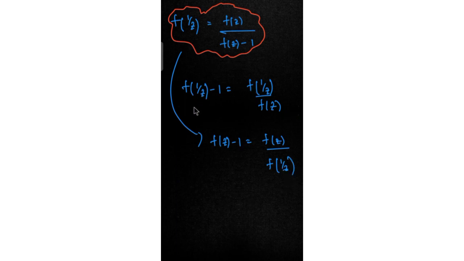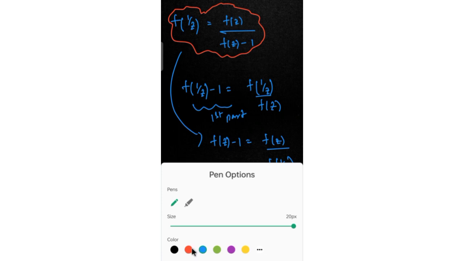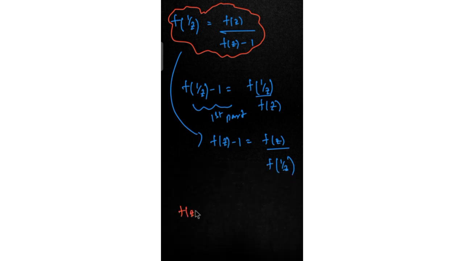So this is from the first part, and this is from the second part. And now if I just multiply these two equations, I'm going to get f of z minus 1 into f of 1 by z minus 1 is equal to 1. Fine, because these two terms are reciprocals of each other, so when multiplied, the product comes out to be 1. So f of z minus 1 into f of 1 by z minus 1 is equal to 1.